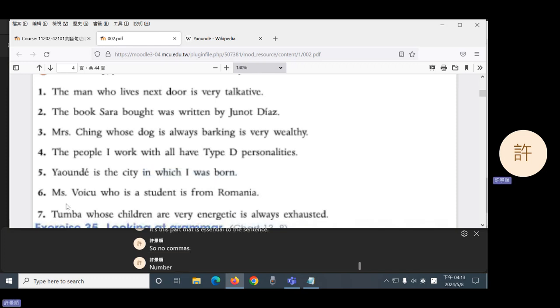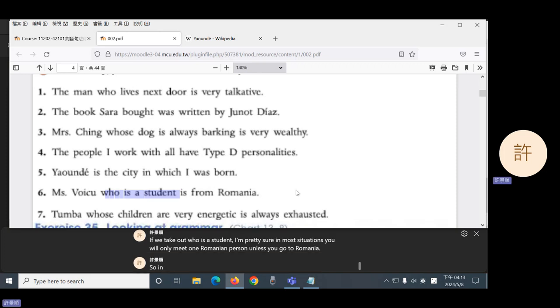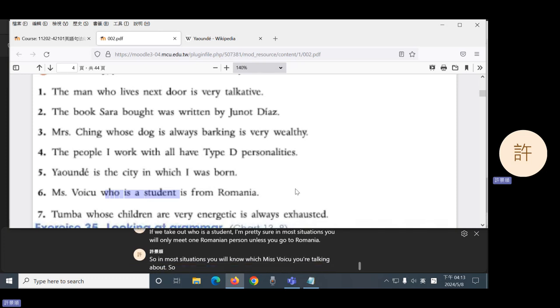Number six, Ms. Voisu, who is a student, is from Romania. Add commas. If we take out who is a student, I'm pretty sure in most situations you will only meet one Romanian person. Unless you go to Romania. So in most situations, you will know which Ms. Voisu you're talking about. So this is extra information.